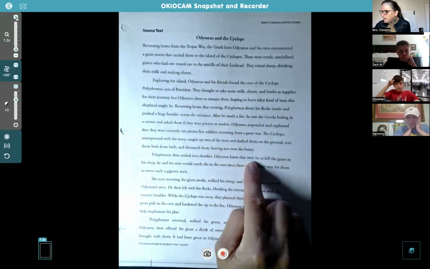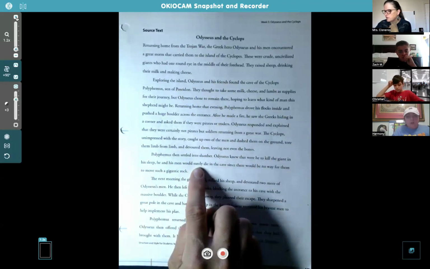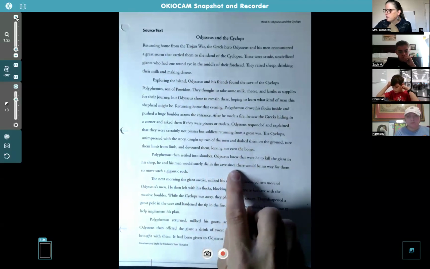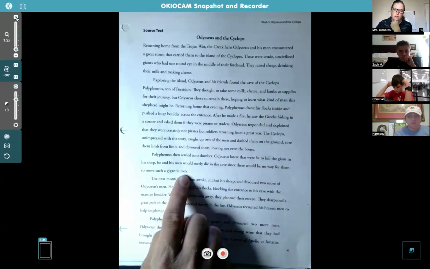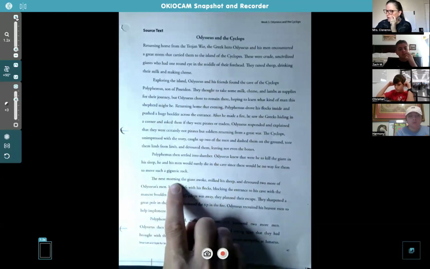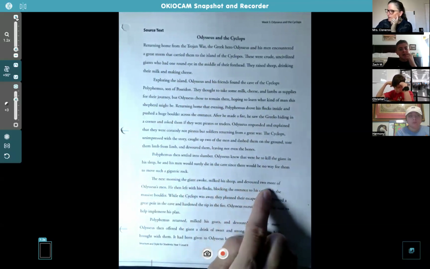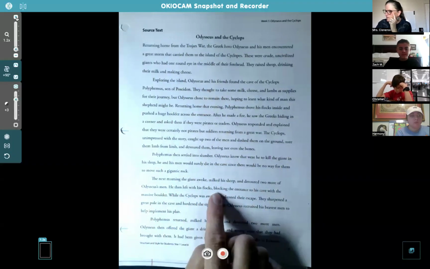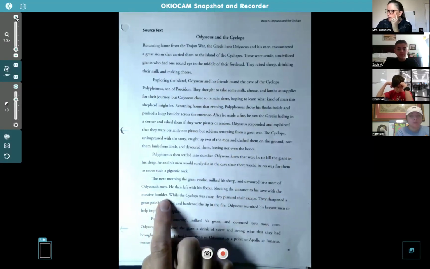Odysseus knew that were he to kill the giant in his sleep, he and his men would surely die in the cave, since there would be no way for them to move such a gigantic rock. So they knew they couldn't kill him because they would die in there because they couldn't get out. The next morning, the giant awoke, milked his sheep, and devoured 2 more of Odysseus's men. He then left with his flocks, blocking the entrance to his cave with the massive boulder.